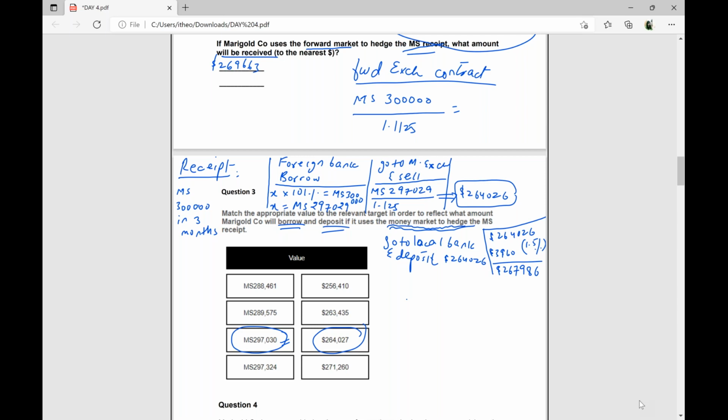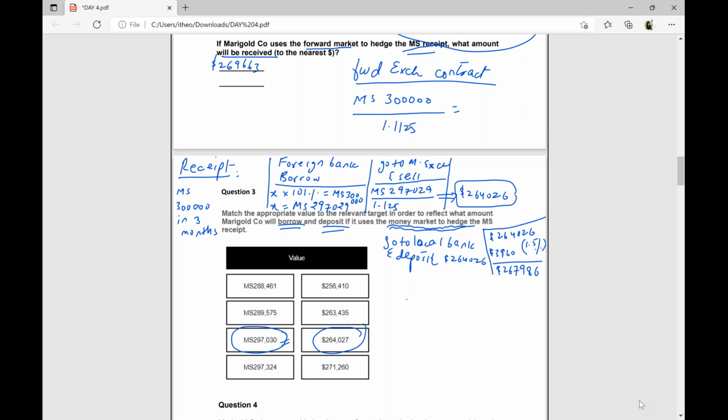Secondly, go to the money changer and sell. When you sell, you will use the spot rate. Forward rates are only in forward exchange contracts. So selling is at the selling rate 1.125. You get dollars, and then deposit those dollars. When you deposit, you get the interest at the deposit rate.